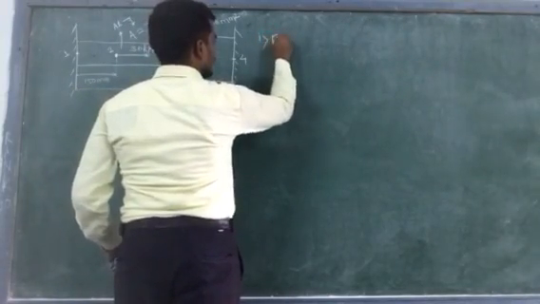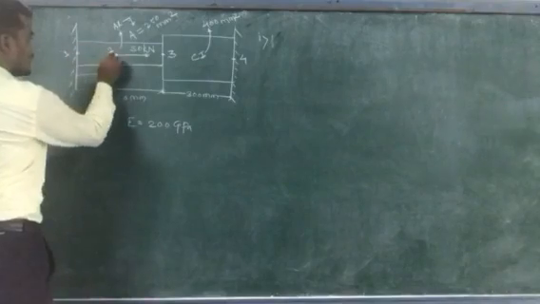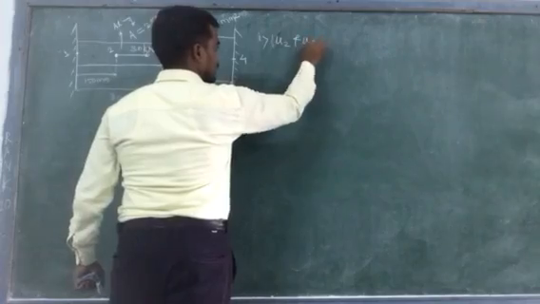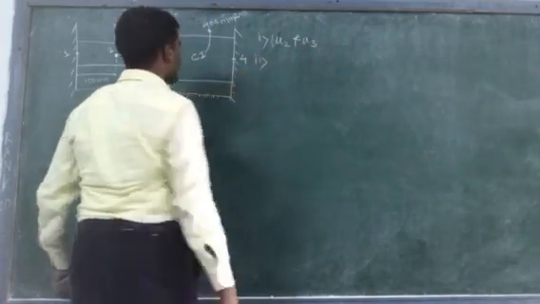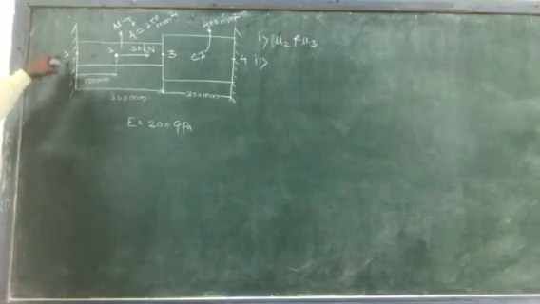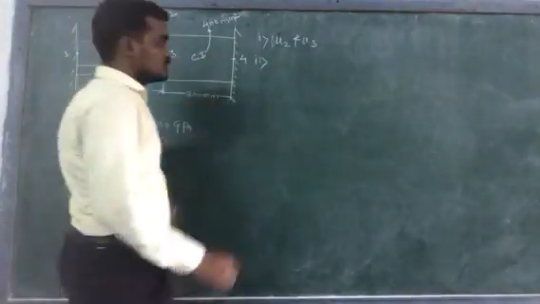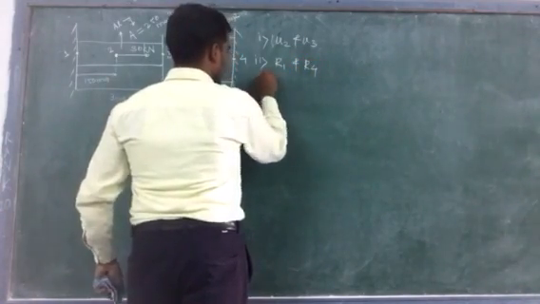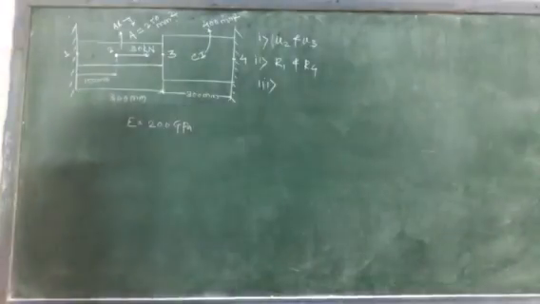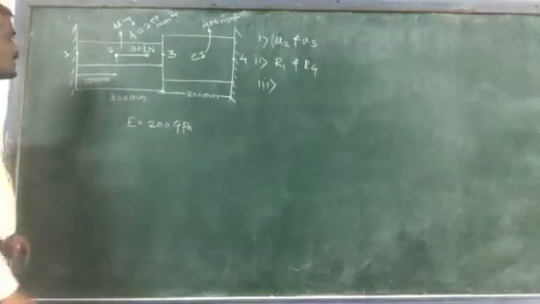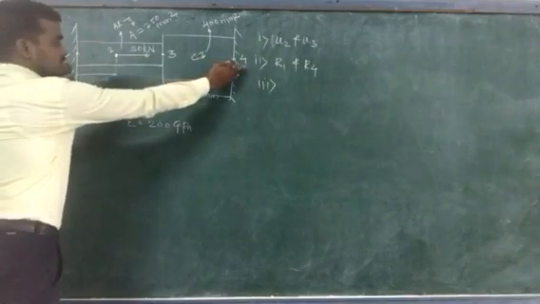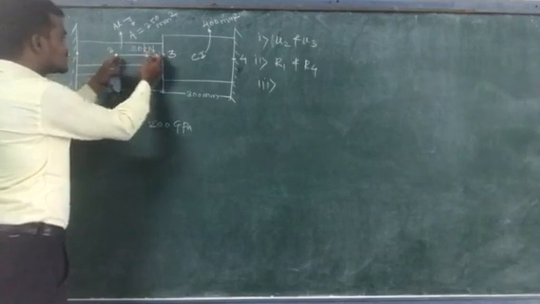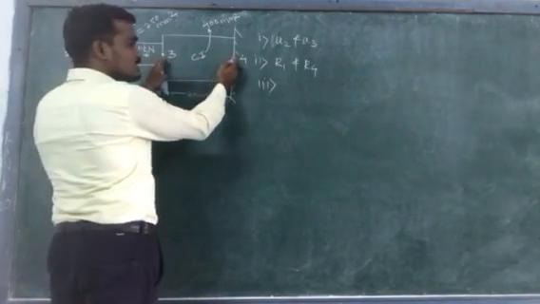The question is, first, find the displacements at node 2 and node 3, means U2 and U3. Second, find the reactions at the supports, means at node 1 and node 4, R1 and R4. And third, find the elemental stresses in each element. As there are 4 nodes, there should be 3 elements. This is the first element, this is the second element, and this is the third element.